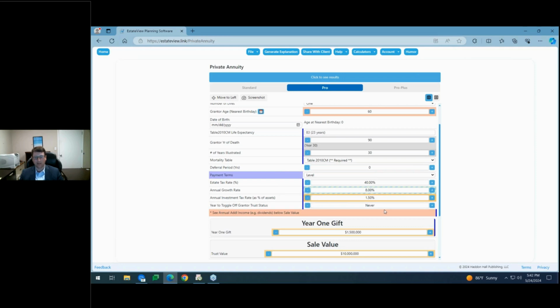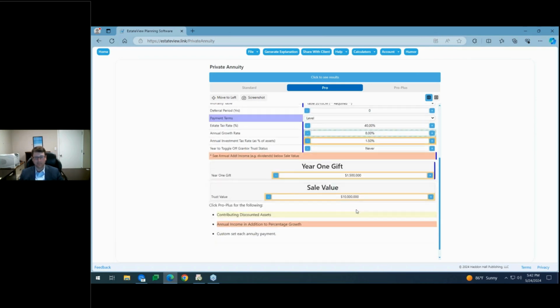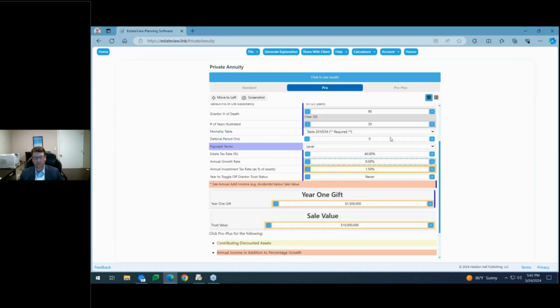Are we going to toggle off grantor trust status or not? We can do that by clicking up and down, say immediately, a couple of years down the road, or never. 9 times out of 10, it will be never. So we'll assume that for now. And are we going to make a gift to this trust? That might be necessary to satisfy the exhaustion test rather than just the straight transfer of assets. So we're going to make a $1.5 million gift, sell $10 million of assets in exchange for this private annuity. And what is that result going to look like?